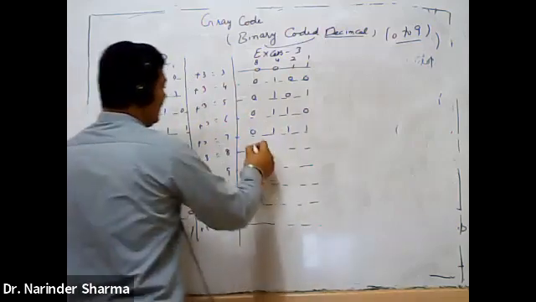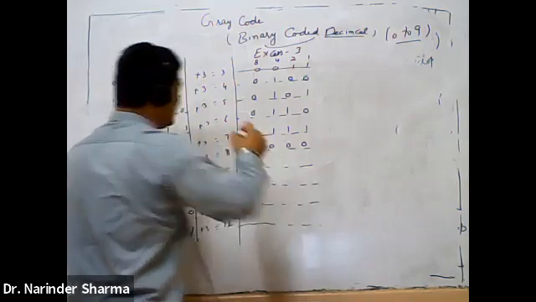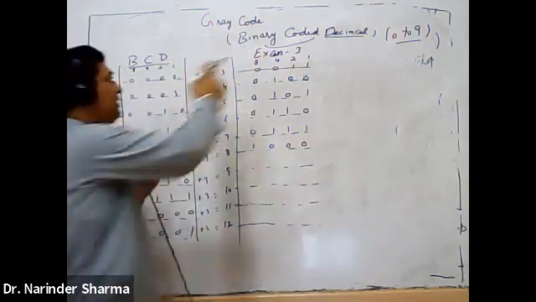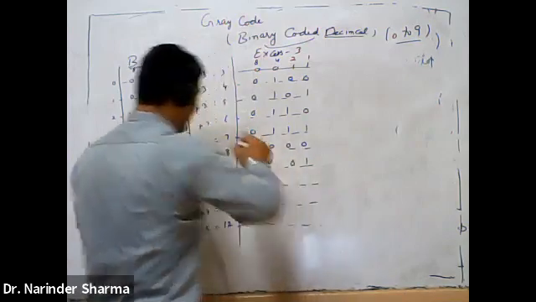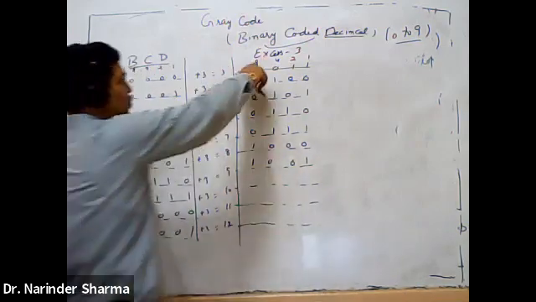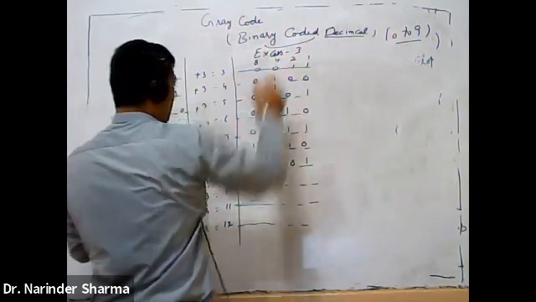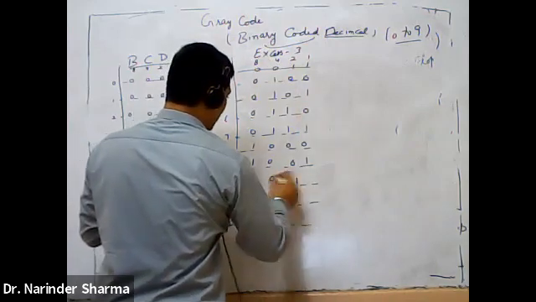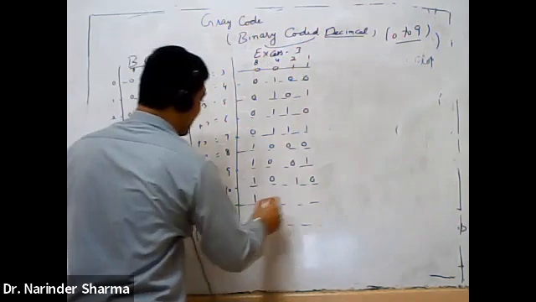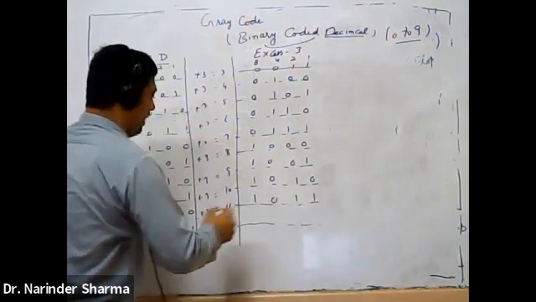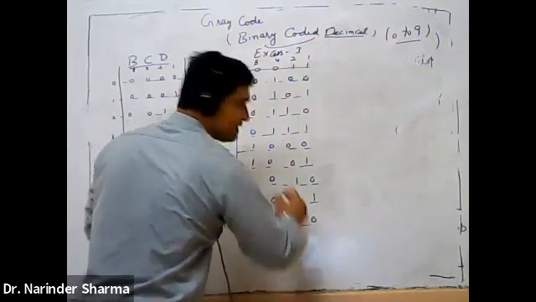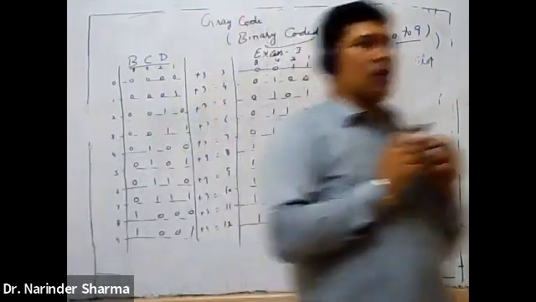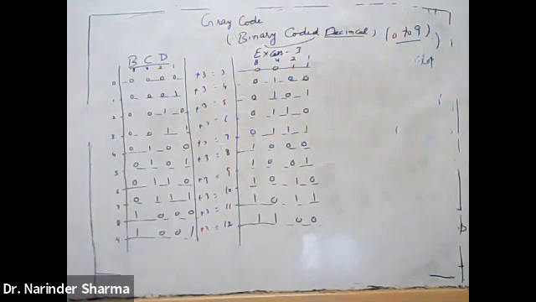8, under 8 you write 1. 9 is a composition of 8 and 1, so 1 under 8 and 1. 10 is composed of 8 and 2, so 1 under 8 and 2, the rest is 0. 11 is 8, 2, 1. 12 is a combination of 8 and 4, so you write 1 under 8 and 4. This is your Excess-3 code and BCD code.